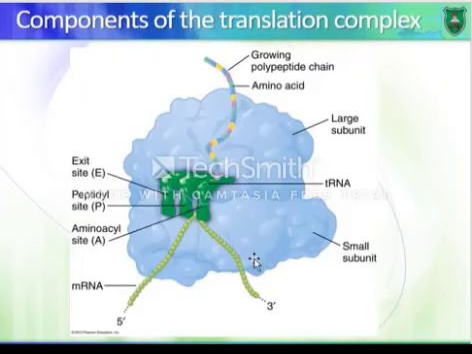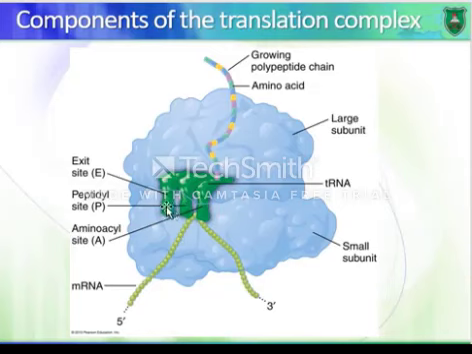Now in this figure you can see the components of the translation complex. Here we have the ribosomes. The ribosome is composed of a small ribosomal subunit and a large ribosomal subunit. The small ribosomal subunit is responsible for binding of messenger RNA. The large ribosomal subunit is responsible for binding to the tRNA and the small ribosomal subunit. You can see here we have the messenger RNA and how it interacts with the ribosomes.